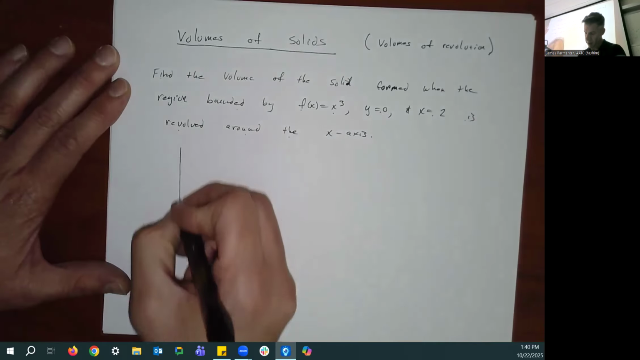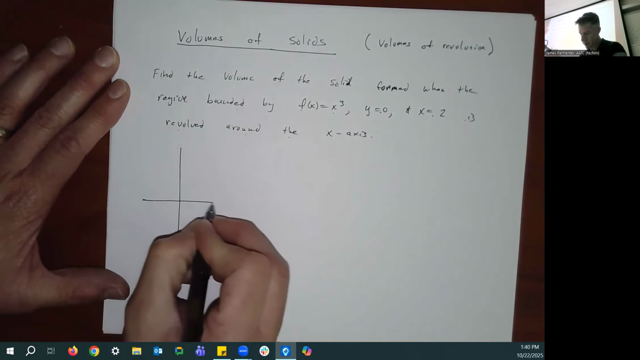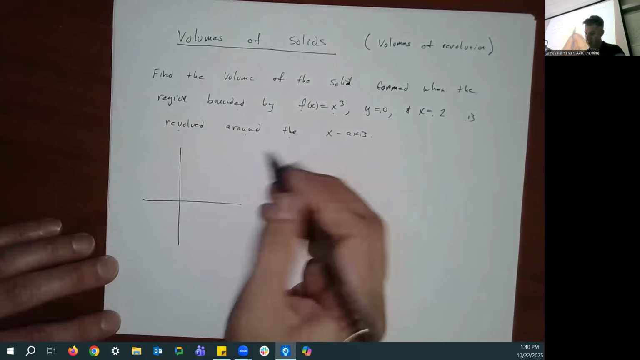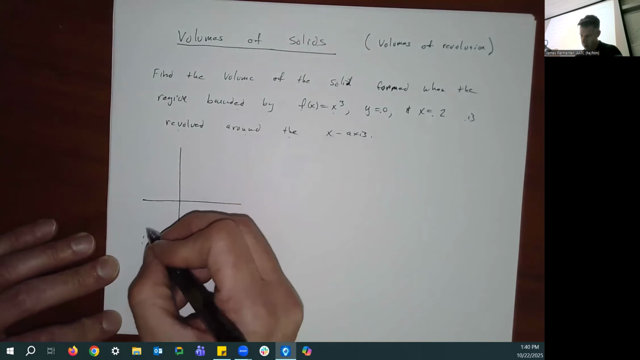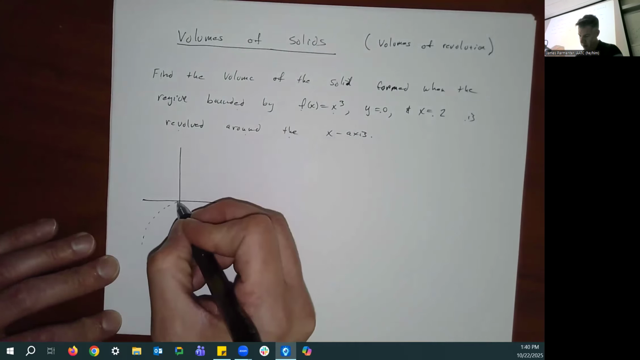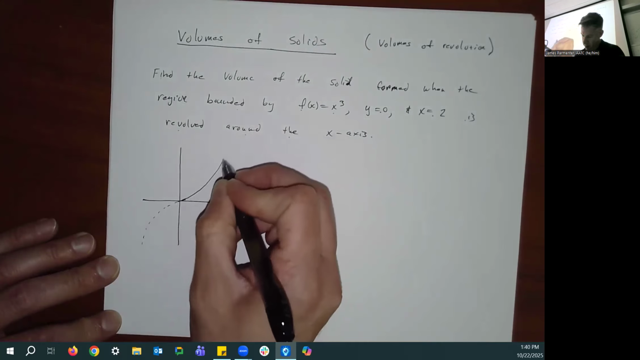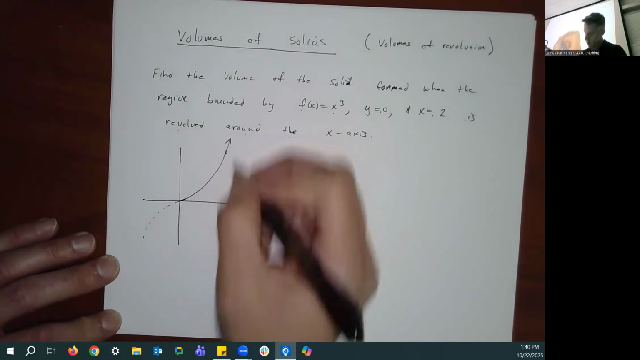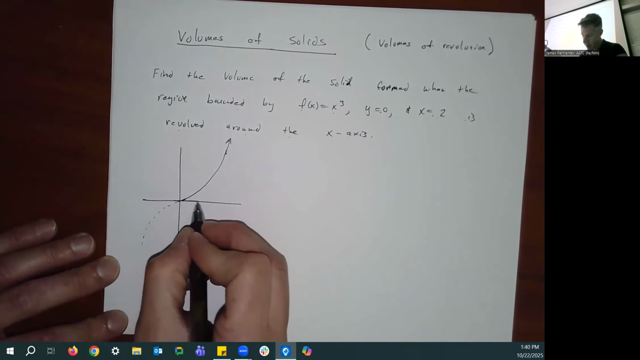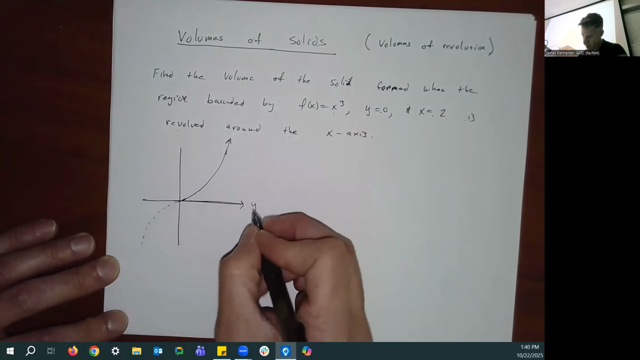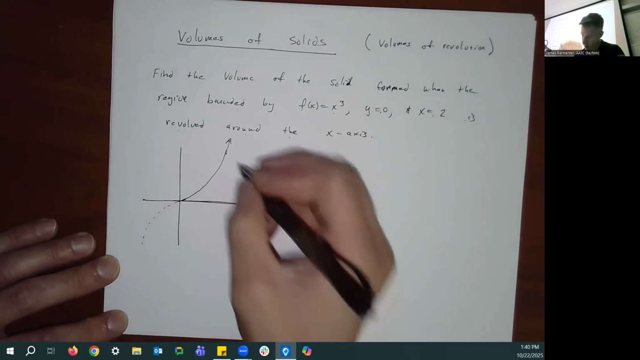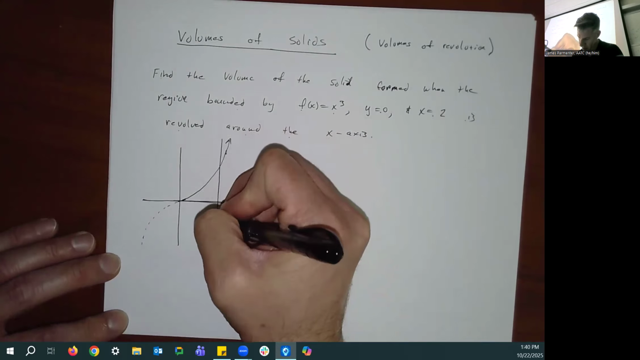So I'm going to draw my region. So f of x equals x cubed. I don't really care about this part over here, but I'm still going to draw it. So here's the part of x cubed I really care about. And then y equals 0 is the x-axis. And then x equals 2 is a vertical line. Looks something like that.